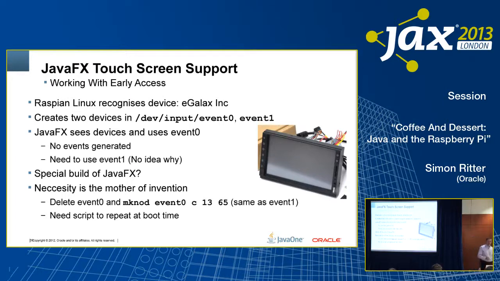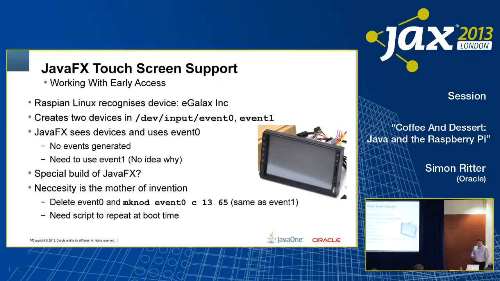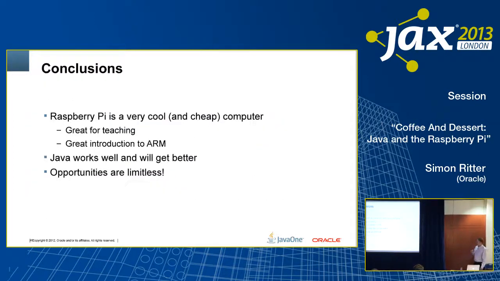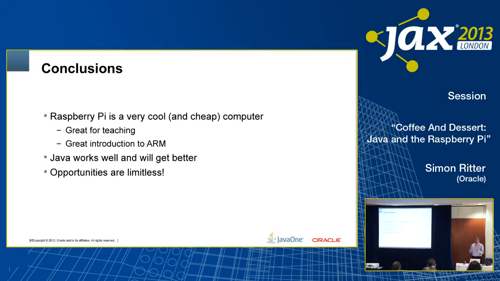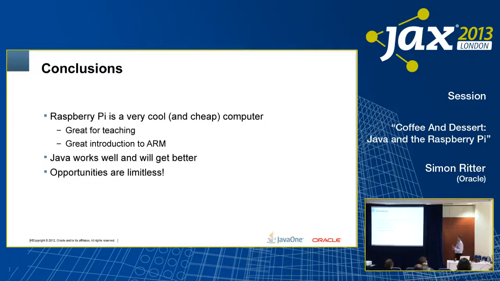So that was kind of useful, but it shows you some of the issues that you have to work around with this. So just to conclude, before we go into the demo section, the Raspberry Pi is a very cool and cheap computer. So it's a great piece of kit for actually learning about how to program things, and you can do all sorts of interesting things. Because it is so cheap, you can throw it at different applications, and you don't have to think, oh, I'm investing a lot of money in this.